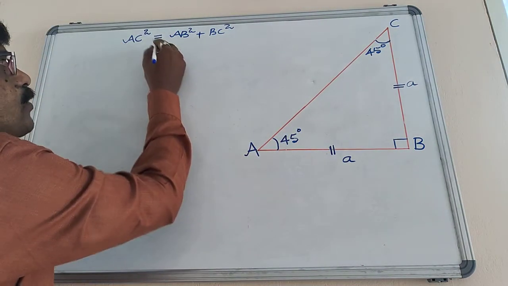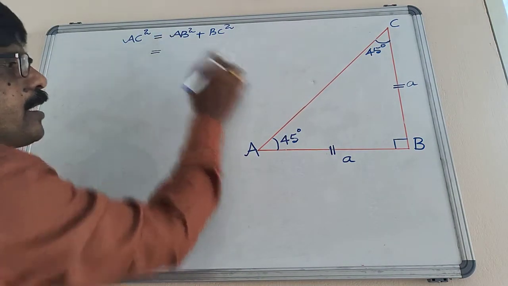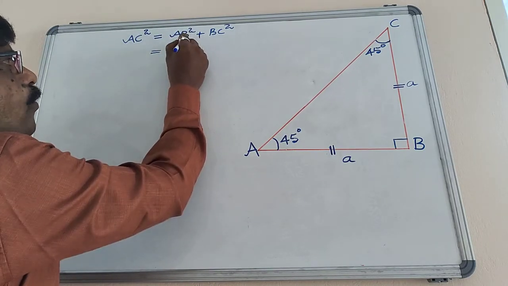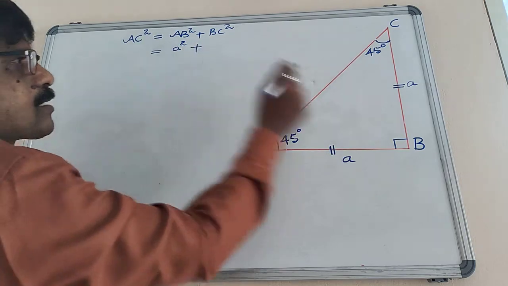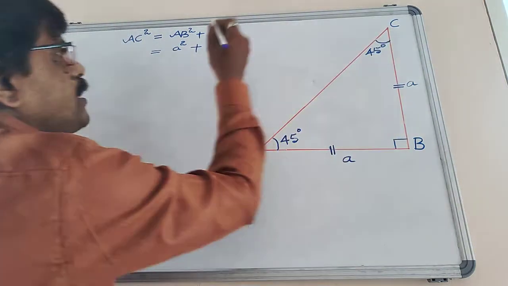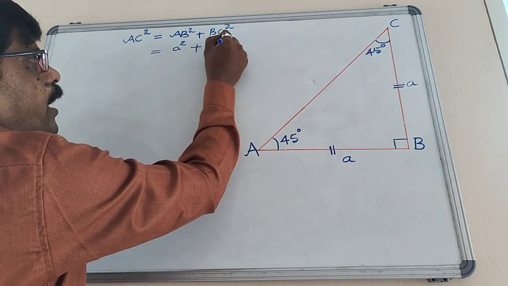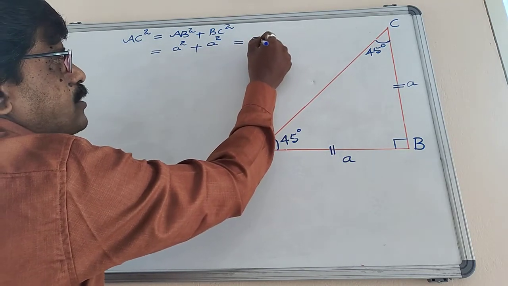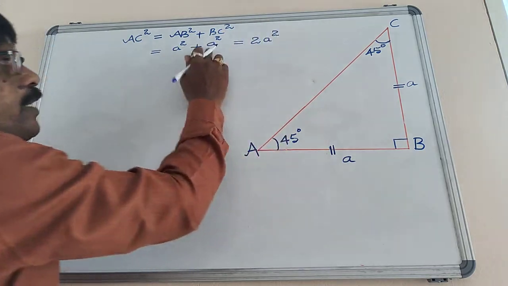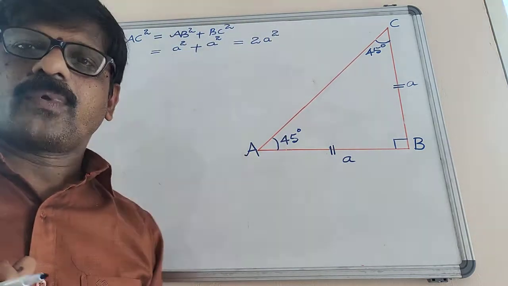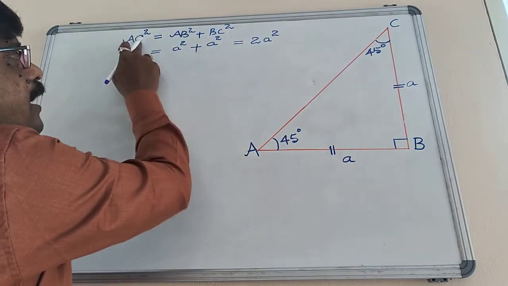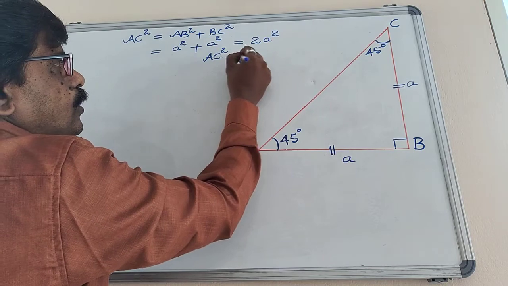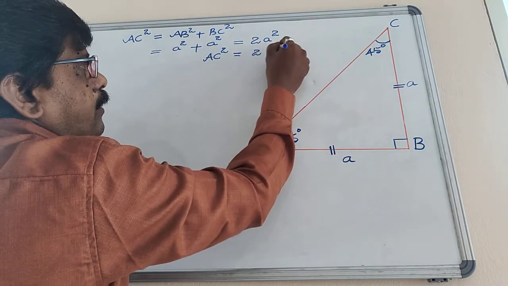Now AC square equals AB squared, where AB is a, so replace AB by a square, plus BC, whose length is a, so a square. A square plus a square is 2a square. Now the value is AC square, that means AC square equals 2a square.